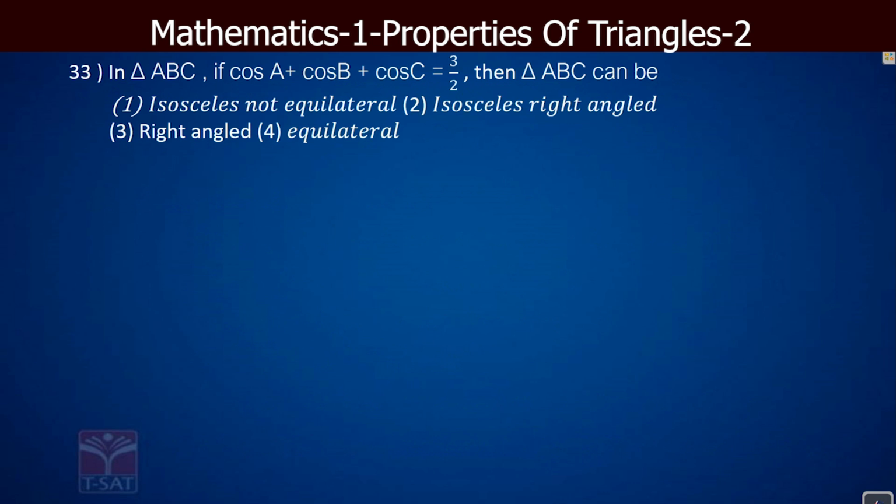33. In triangle ABC, if cos A plus cos B plus cos C is equal to 3 by 2, then triangle ABC can be: 1, isosceles not equilateral; 2, isosceles right angled; 3, right angled; 4, equilateral.